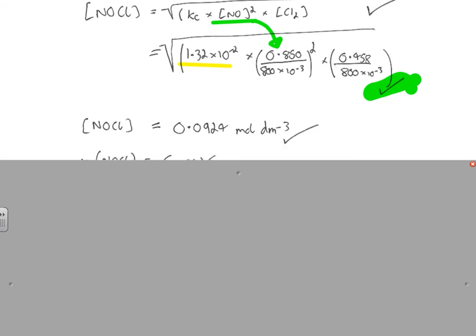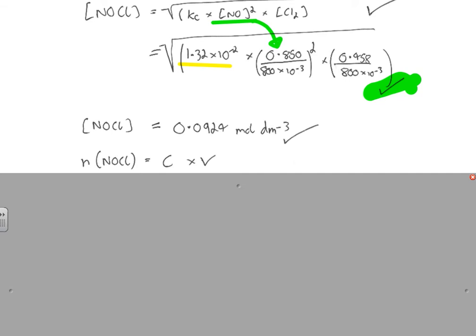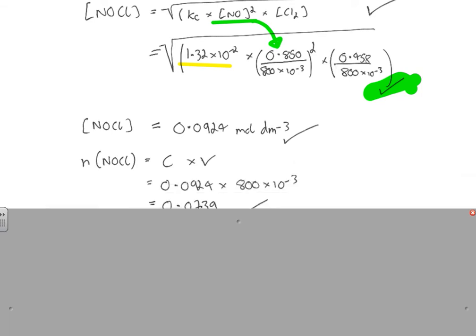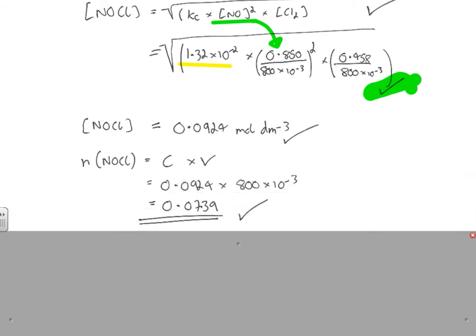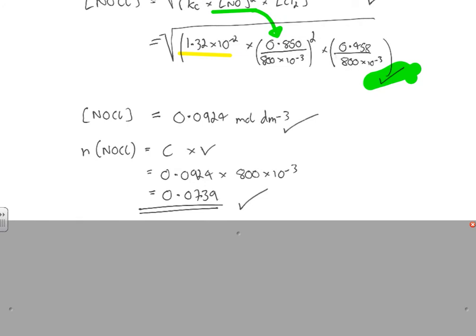The number of moles, of course, is given by that concentration times the volume, and there it is. If I do that, if I put in my 800 times 10 to the minus 3, converting it to decimetres cubed, I would get a final answer of 0.0739 as the number of moles of NaCl in this reaction mixture.